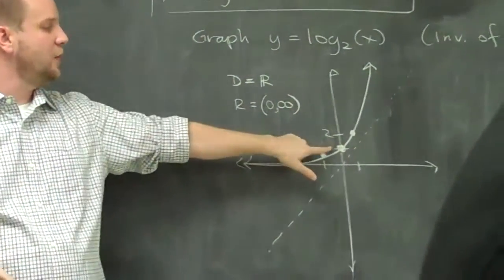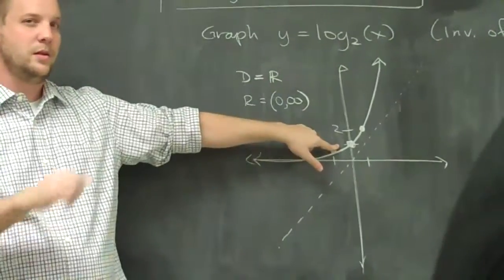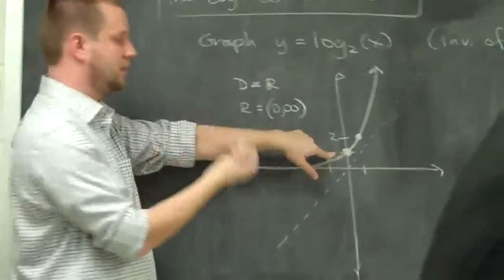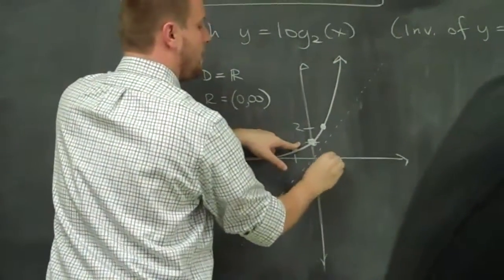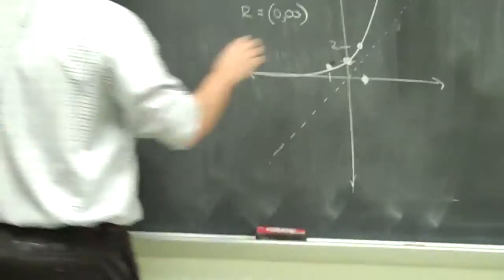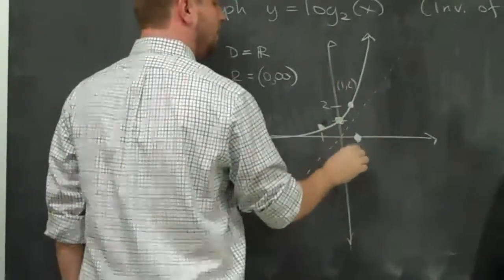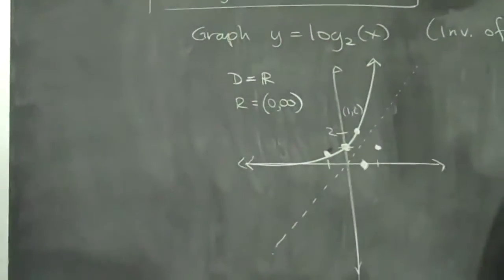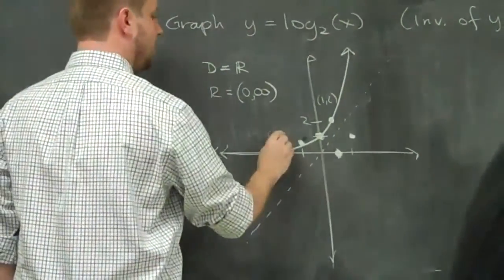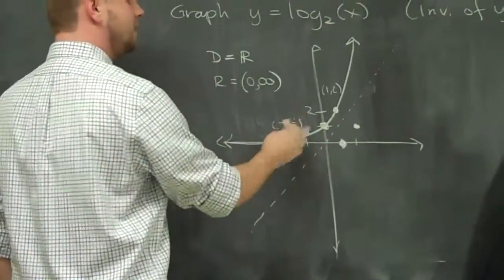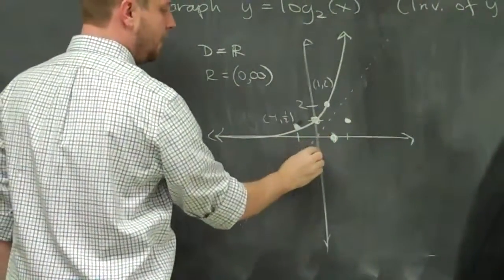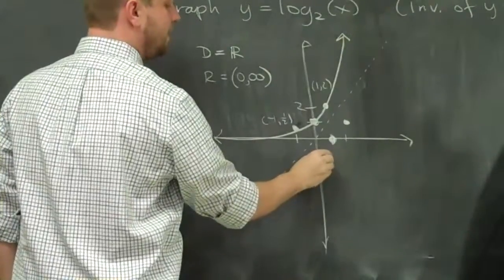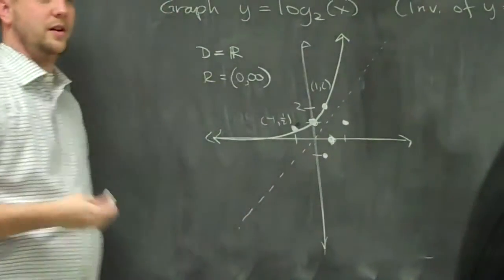So I had one point that went through 0, 1. When I twist those, I get 1, 0. I had another point that went through 1, 2, so it'll go through 2, 1. And I had a third point, negative 1, 1/2. So flip it, and it's 1/2, negative 1. So those 3 points are inverted.